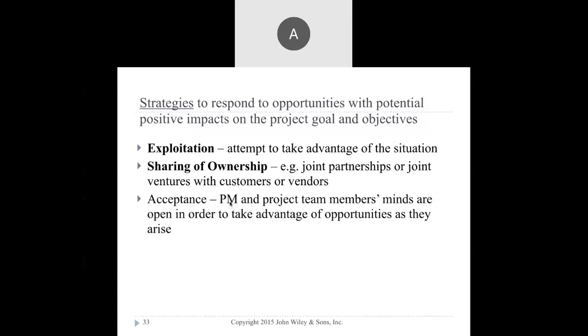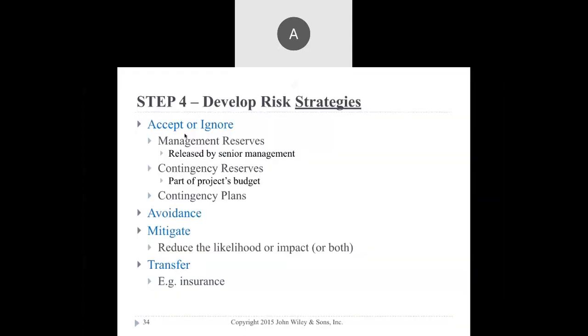Acceptance: the project manager and project team members' minds are open in order to take advantage of opportunities as they arise. Acceptance means we just accept it. Okay, the risk will become like this, we accept. We can do it. We can maximize our energy, our time, our support, something like that. That is acceptance.